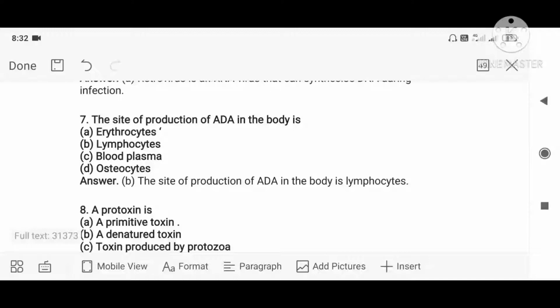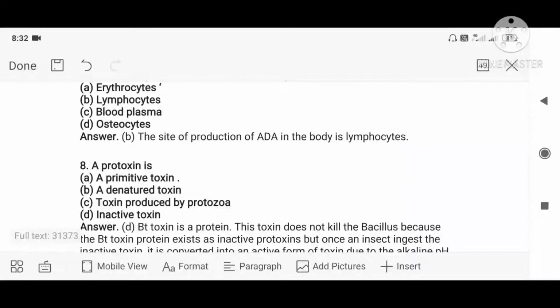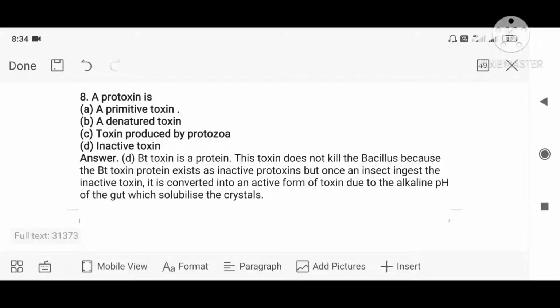Next is a protoxin. You know a protoxin is an inactive form. So, a protoxin is an inactive toxin. When it gets into the gut, you can find that the alkaline pH of the gut of the larvae causes what? It activates the inactive toxin. So, the answer will be D. It is an inactive toxin.